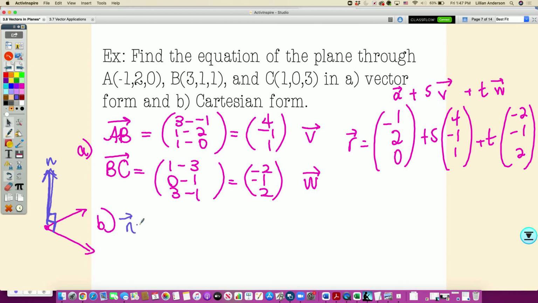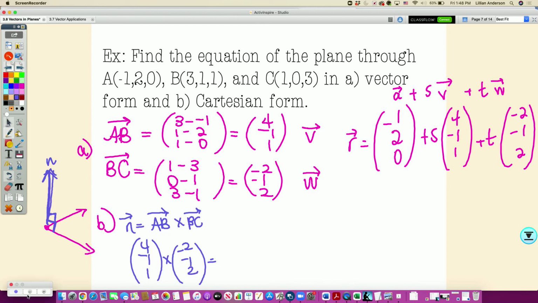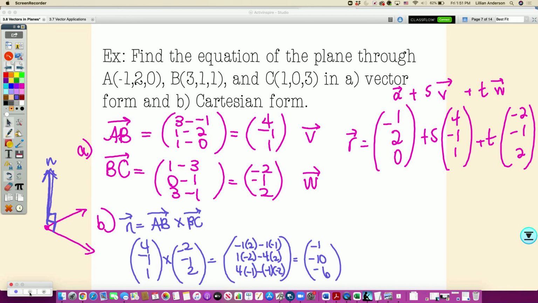So in order to find n, we need to do the cross product between V and W. So we're going to do the cross product between these two. Remember, that's when you do A2 times B3 minus A3 times B2 and so on and so forth. Okay, can you guys find the cross product? So once you do that, remember that's equivalent to n. Okay, that's your normal vector.